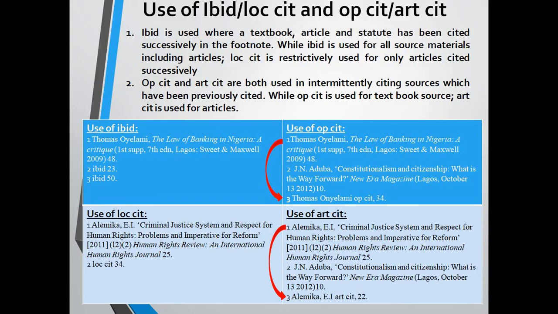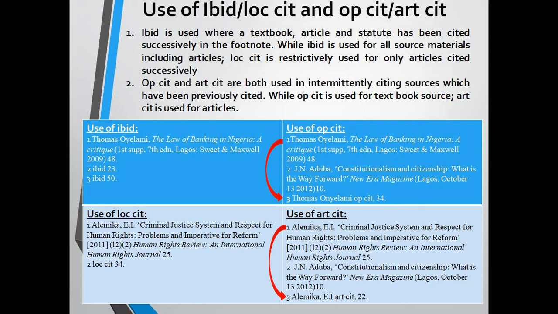So when you're using loc cit, look at the second example, you want to cite Alemika's article in Human Rights Review Journal. You cite it the normal way you cite an article in a journal, but then because it is coming up next, you may decide to use ibid, or you can use loc cit just the way it has been used. So we move over to op cit and ad cit. So op cit and ad cit are both used in intermittently citing sources which have been previously cited.